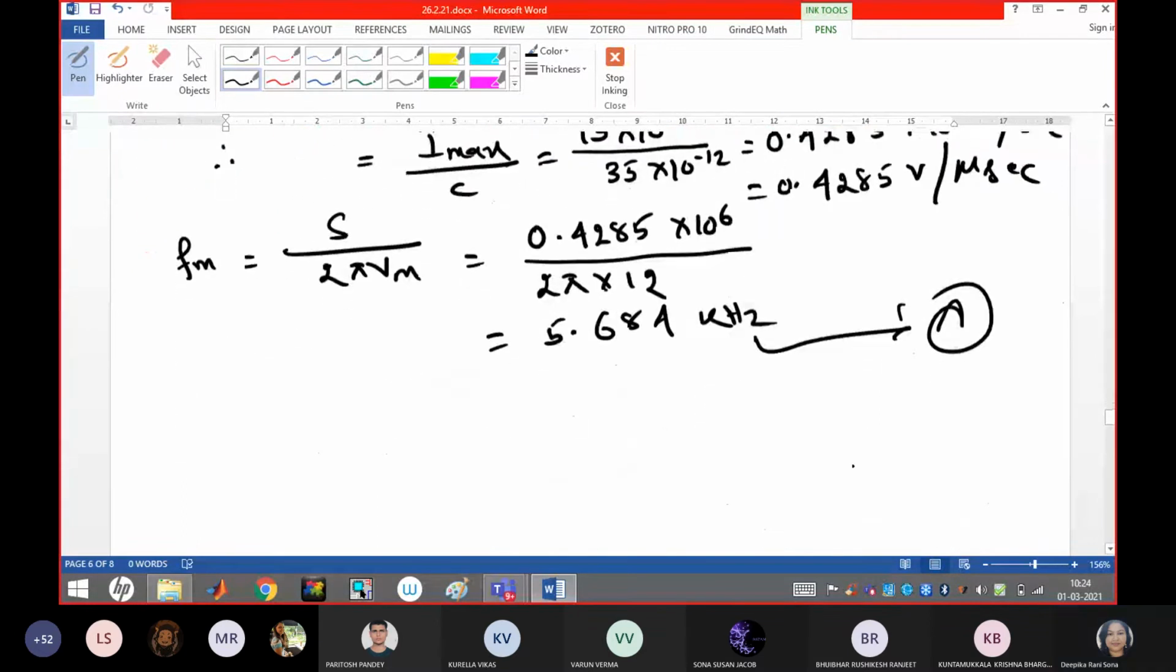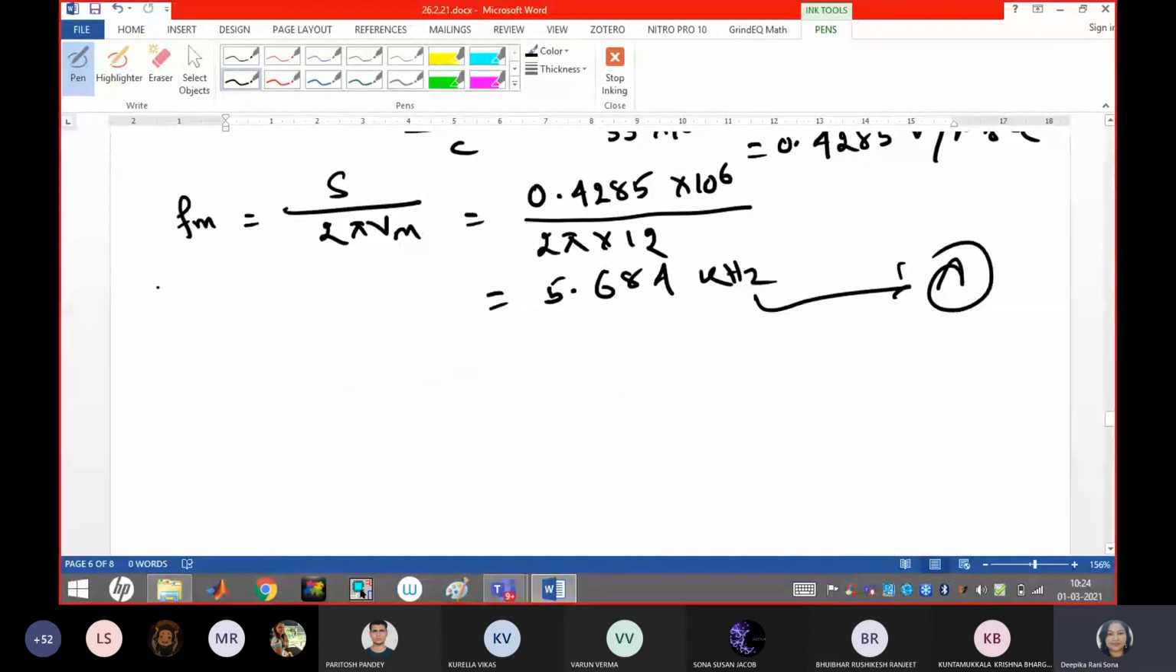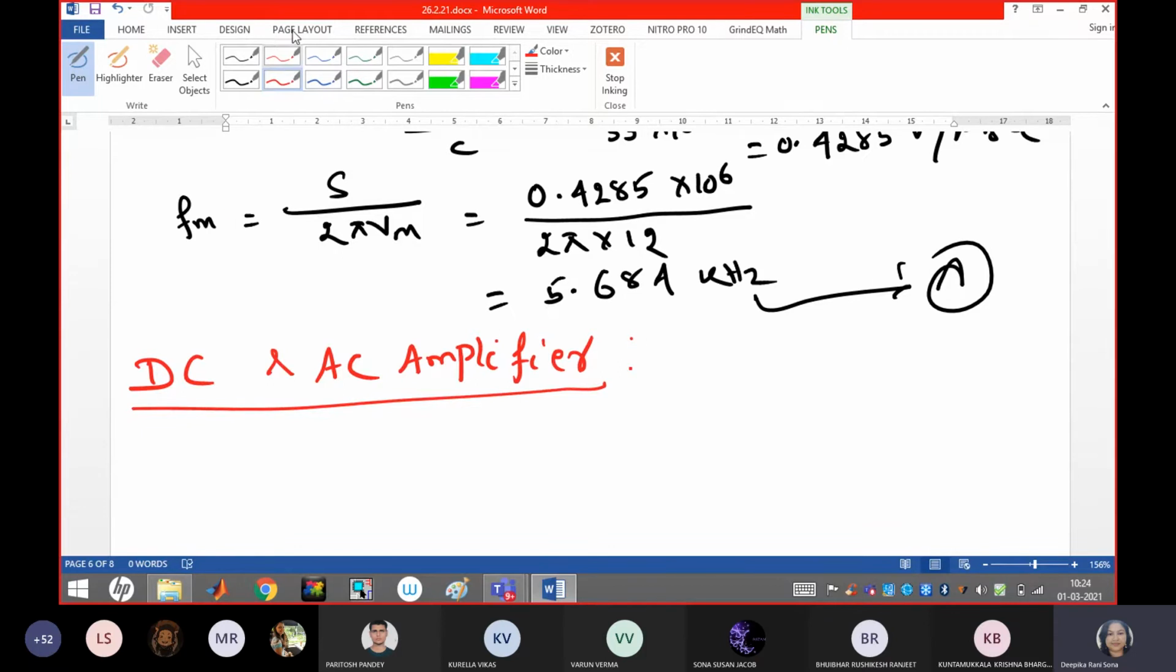Okay. Then the next topic, DC-AC amplifier. Guys, can you give me an example of DC amplifier with respect to op-amp? Basically, we have seen that op-amp can amplify two types of signals, DC and AC both, right? This is the advantage of the op-amp, that it can work with both DC and AC signal.